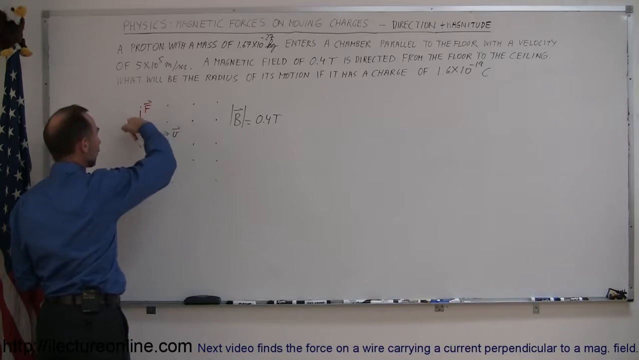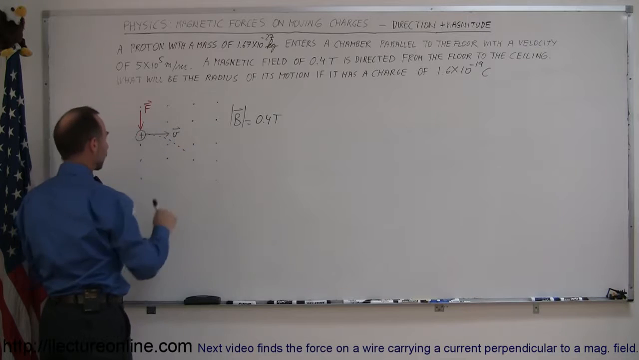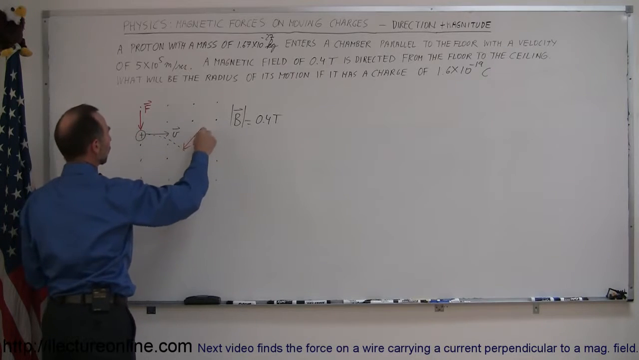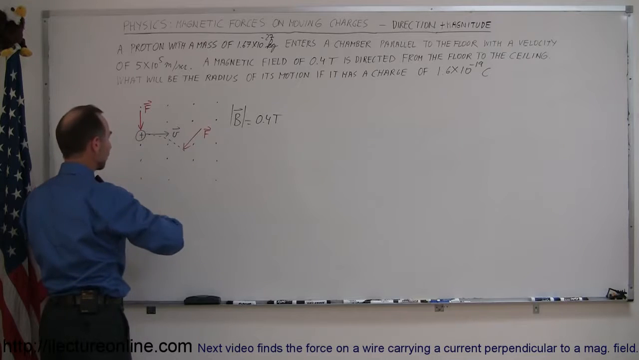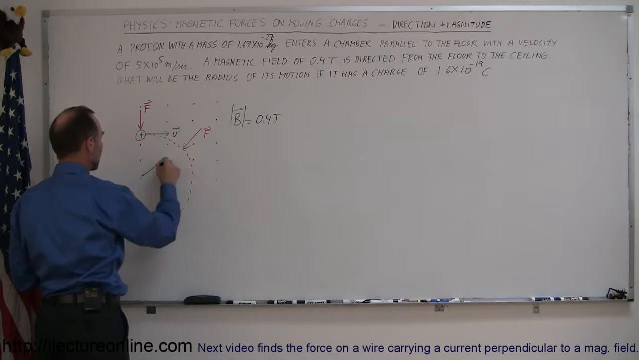Now the force is going to deflect the particle. The particle is going to start moving like this. And of course, since the force continues to act perpendicular to the motion of the particle, it will continue to deflect it in a circular path. And so the question is, what is the radius of that circular motion?